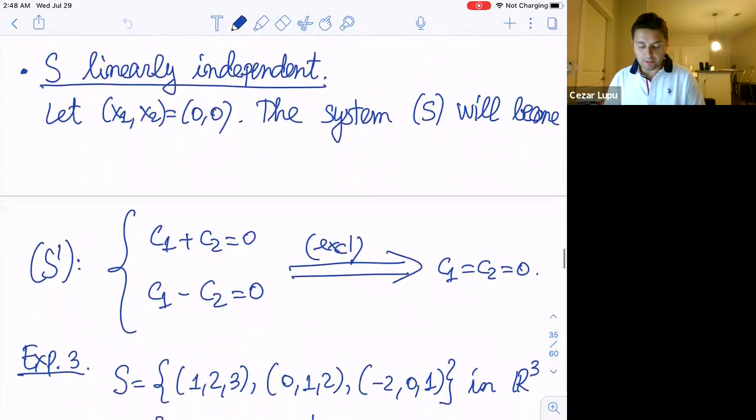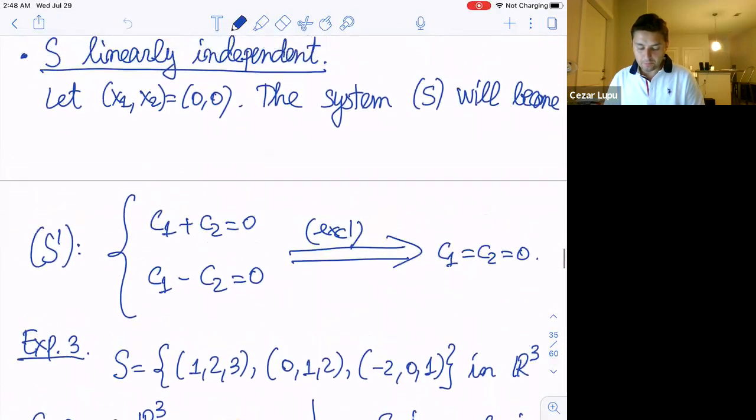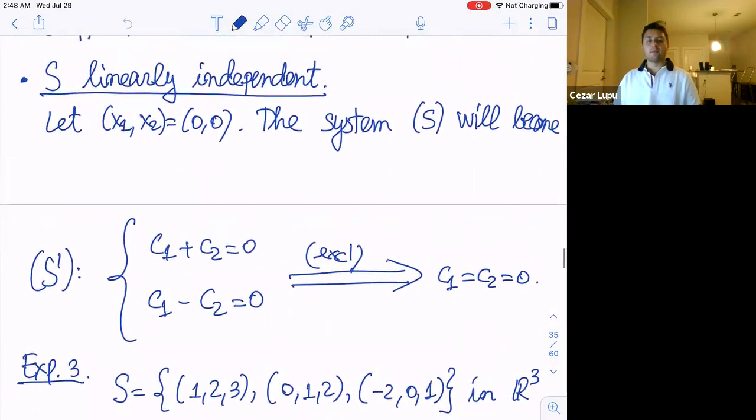Now, the third example that I have in mind, and I want you to look at it, is this set of vectors in R3. As you can see, I just picked some random vectors in R3. So S is, the first vector is 1, 2, 3. The second one is 0, 1, 2, and the third one is negative 2, 0, 1.